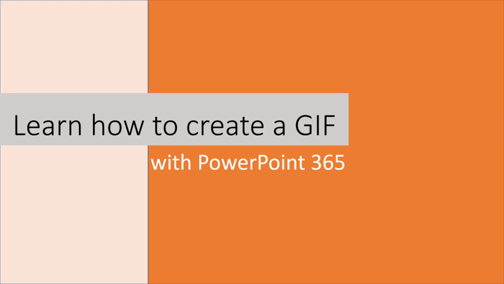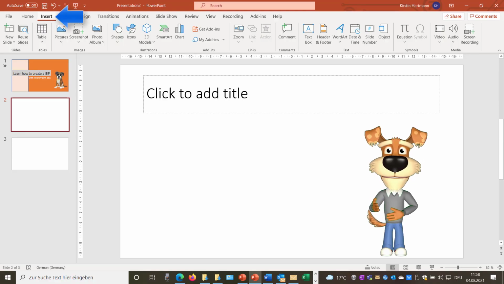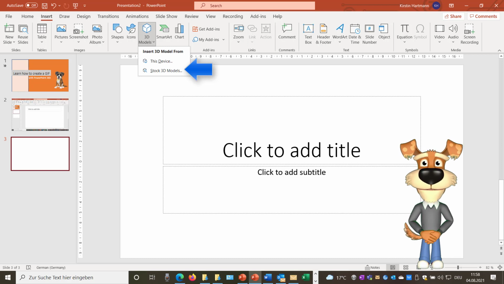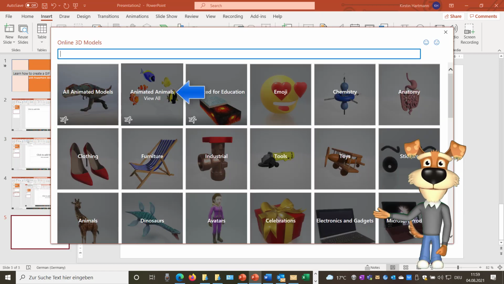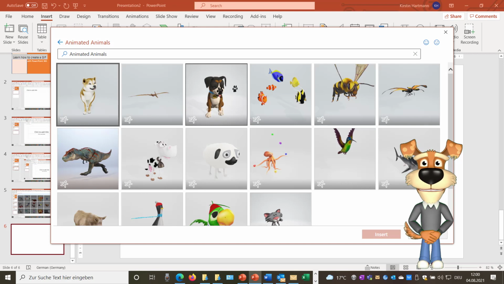So here we go. First you click on the tab Insert, and then on the icon 3D Models. Select the selection Stock 3D Models from the context menu. Now the 3D models are loaded. Now click on Animated Animals and select your favorite animal.